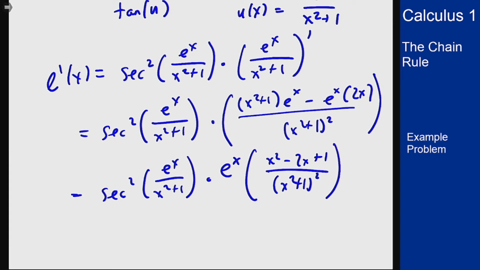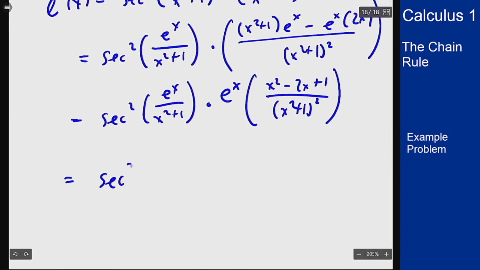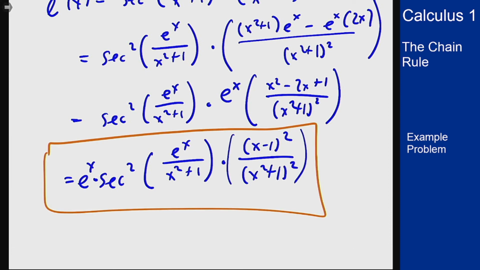So our final answer could look something like secant squared of e to the x over x squared plus 1, times e to the x, and then times x minus 1 squared over x squared plus 1 squared. And that's how you can work out that derivative using the chain rule, where there's also a quotient rule involved in that application of the chain rule.